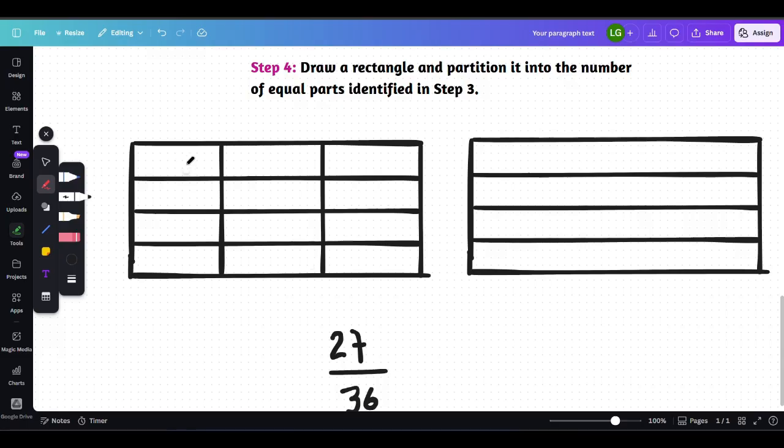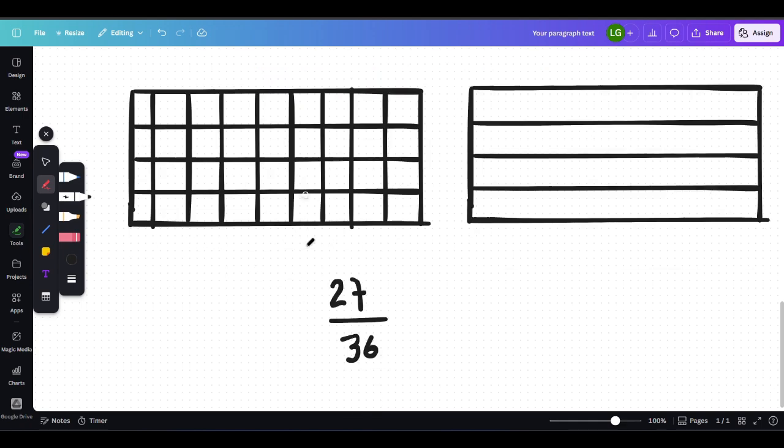Then each of these 3 parts I've got to divide into 3 more parts, because we don't count up, go, 2 more vertical lines and we're done. Now this rectangle is divided into 36 parts and I've got to take 27 parts because that's my denominator.